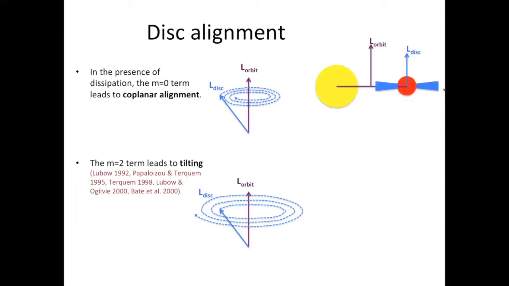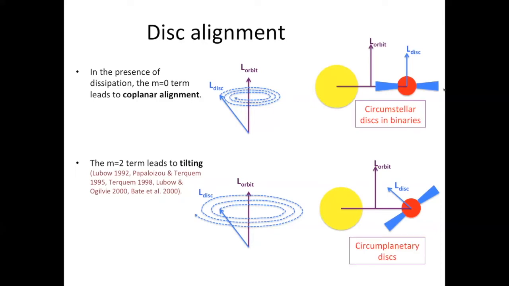The disk angular momentum vector gradually spirals in towards alignment to the orbital angular momentum. So in this case, the disk moves towards coplanar alignment to the binary orbital plane. However, the m=2 term, or the wobble term, has the opposite effect and instead leads to tilting. In this case, the inclination of the disk gradually increases while the disk precesses. So depending on the relative strength of these two competing effects, the disk may become more or less aligned over time.